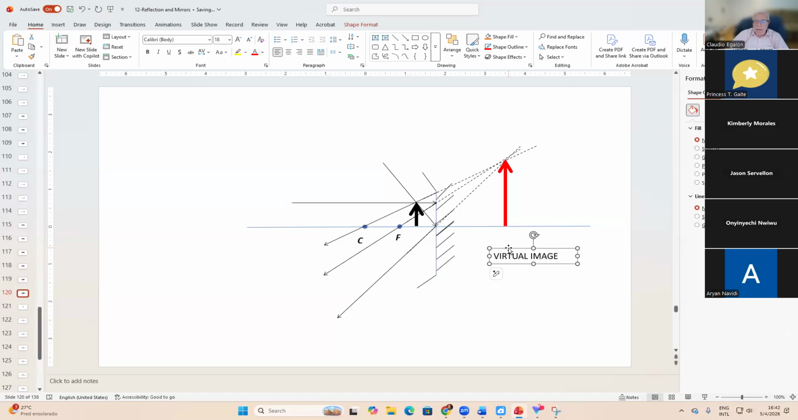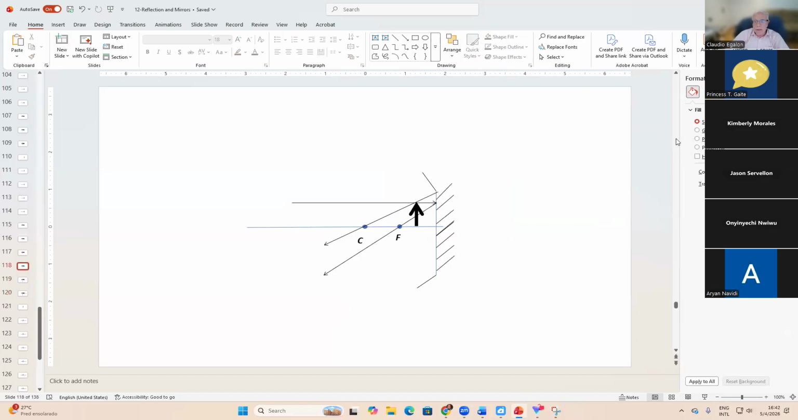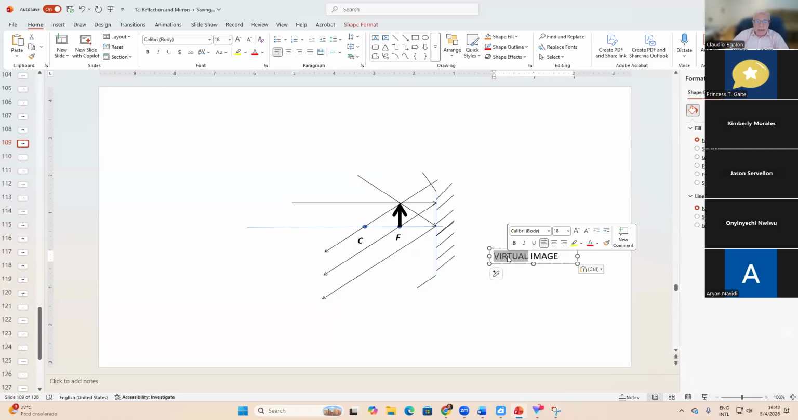The other case in which no image is formed, the one where there is no intersection between the light rays, like this one here, we call it improper image. Proper image.